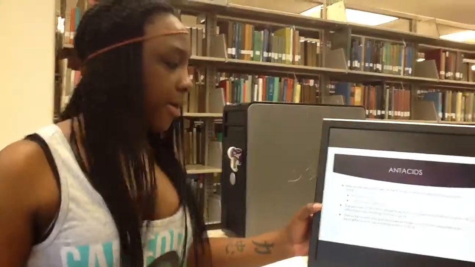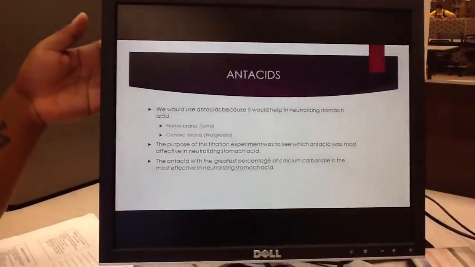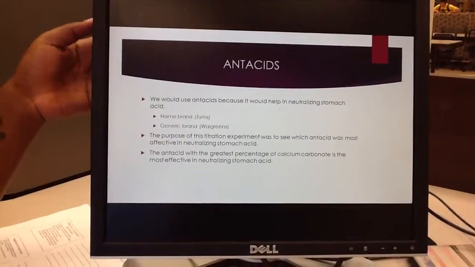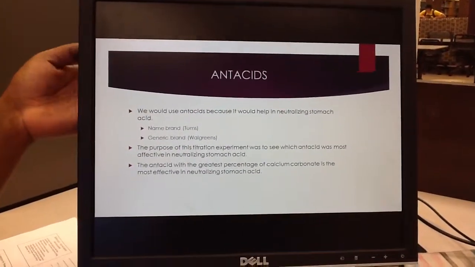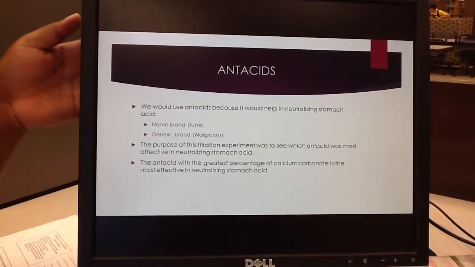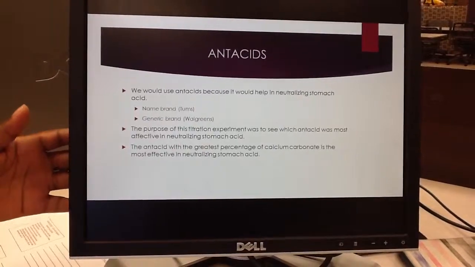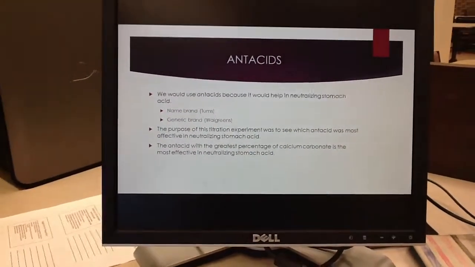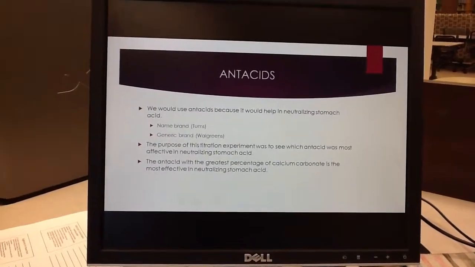Me and my group did the bonus PowerPoint over titration and acids. We would use antacids because it would help in neutralizing stomach acid. We had the name brand, which was Tums, and the generic brand, which was from Walgreens. The purpose of this titration experiment was to see which antacid was most effective in neutralizing the stomach acid. Then an antacid with the greatest percentage of calcium carbonate is the most effective in neutralizing stomach acid.